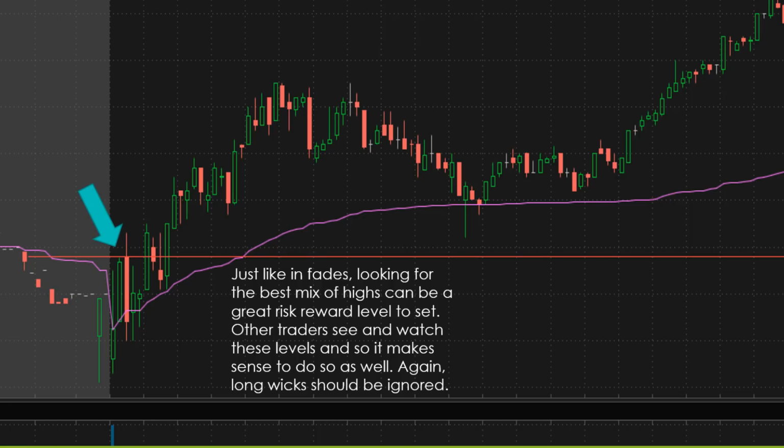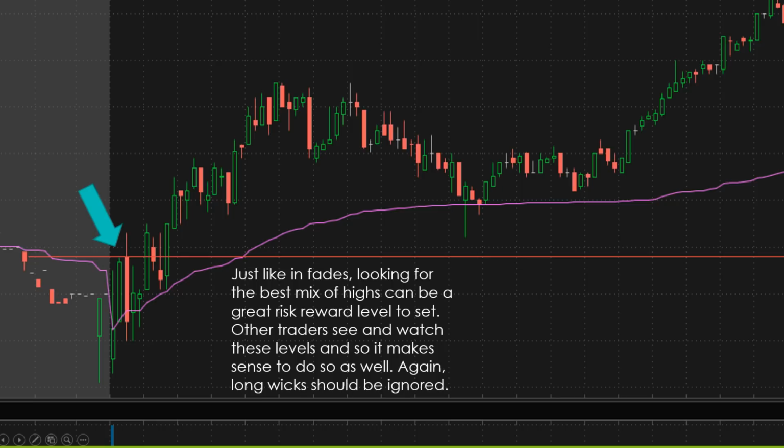All right, and so here's an example of one. Like you can see here, it says, just like in fades, looking for the best mix of highs can be a great risk and reward level. Other traders see and watch these levels, and so it makes sense to do so as well. And again, long wicks should be ignored a lot of the time. Not always, but with long wicks, if you can find a decent area where it's a wick and a body high like this, then that's probably a decent level.